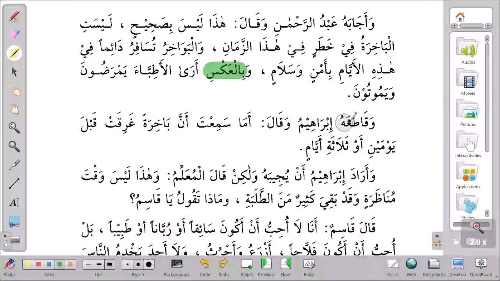Wa qata'ahu Ibrahim, and Ibrahim cut him. So he's still speaking, and Ibrahim cut him. He didn't leave him to complete what he was saying, and he cut into his speech. So that's what he means by waqata'ahu Ibrahim, and Ibrahim cut him. Waqala, and then he said, okay, ama sami'ta, didn't you hear anna bakhiratan, that a steamship gariqat. You see the tanween, so it means a steamship. It is not known, right? It is nakira. So anna bakhiratan, that a steamship gariqat qabla يومين أو ثلاثة أيام, drowned 2 days or 3 days ago? So he said that there was news 2 or 3 days ago that this particular steamship got drowned in the sea.